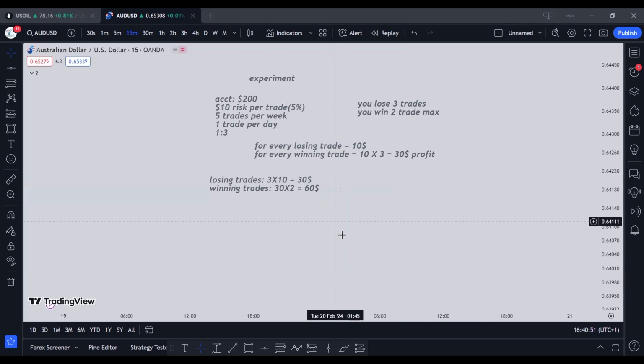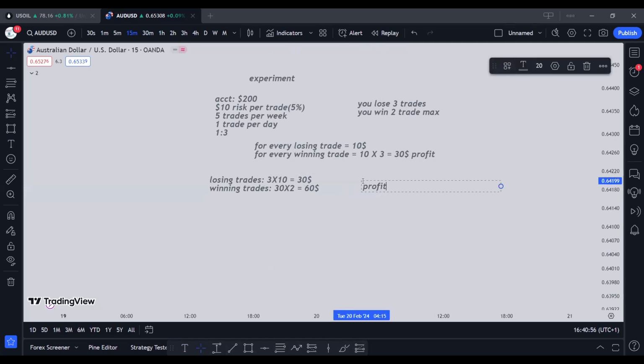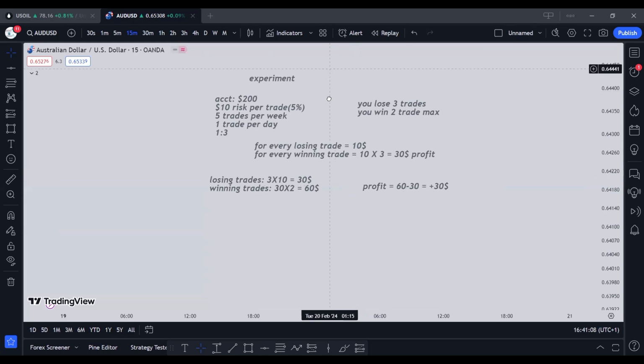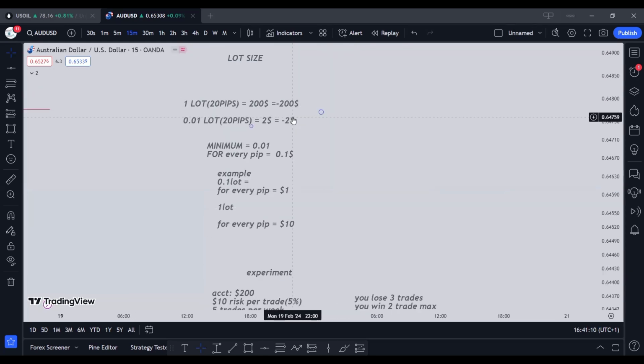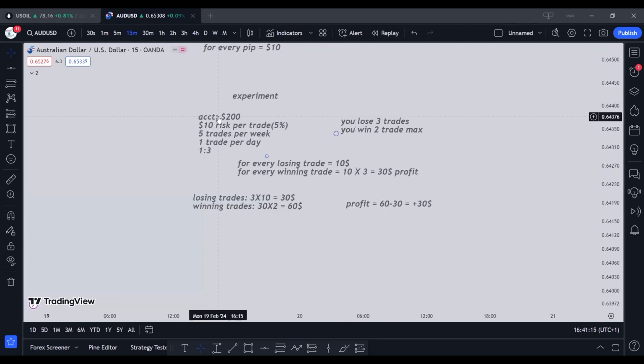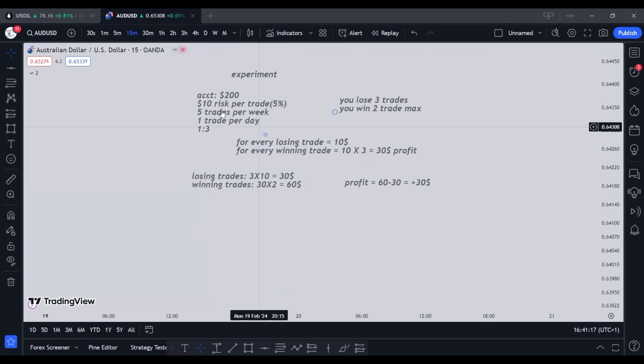Now, if you do the subtraction, profits: $60 minus $30. At the end of 5 trades, you should have a profit of what? $30. Your account size is $200, right? Good. At the end of the week, you made $30 profit. This is around 15% profit.